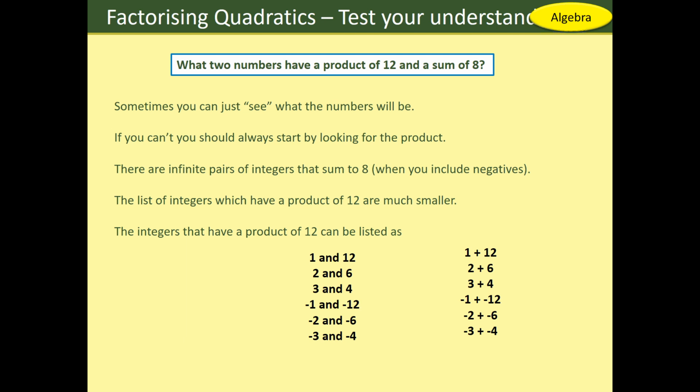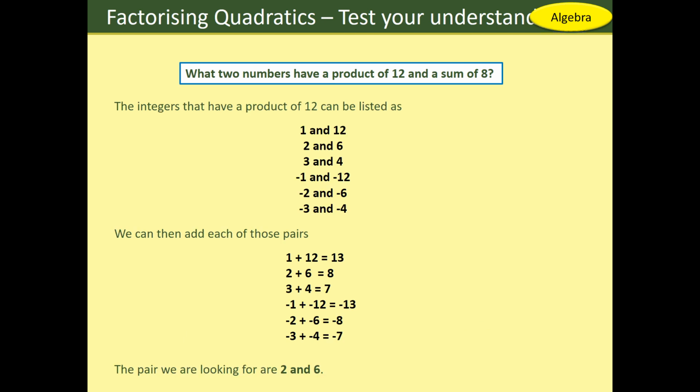So the integers that have a product of 12: 1 and 12, 2 and 6, 3 and 4, negative 1 and negative 12, negative 2 and negative 6, negative 3 and negative 4. There's only 6 such pairs here. And that's when we include the negatives as well. So we can then add each of those pairs. 1 plus 12 is 13, 2 plus 6 is 8. I mean, we've already got our answer with that second one. We'll just put the rest here for completeness. And the pair that we're then looking for are the pair 2 and 6.